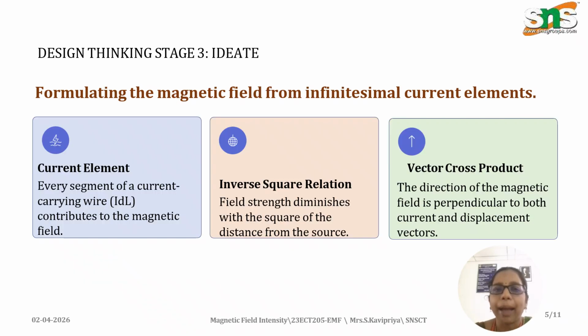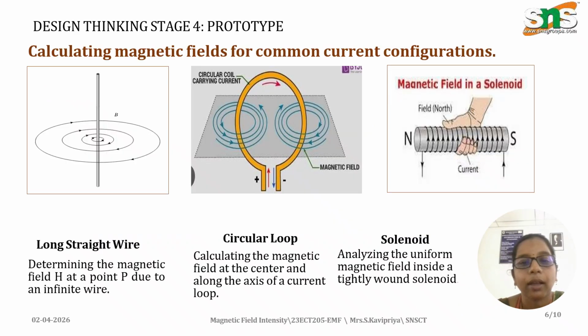How to formulate the magnetic field from various current elements, from infinitesimal current elements? This magnetic field intensity is directly proportional to the current element. A current element is every segment of the current carrying wire which contributes to the magnetic field, and it is inversely proportional to the square of the distance. It is a vector cross product. It is perpendicular to the current as well as the displacement vector.